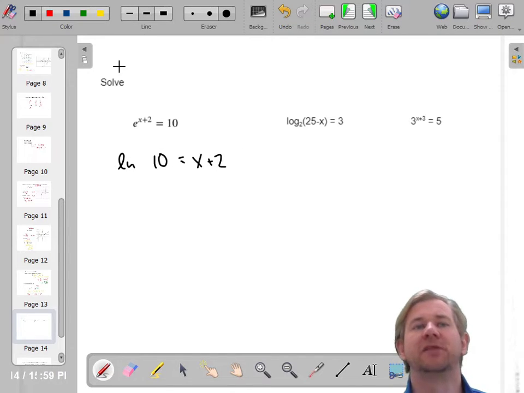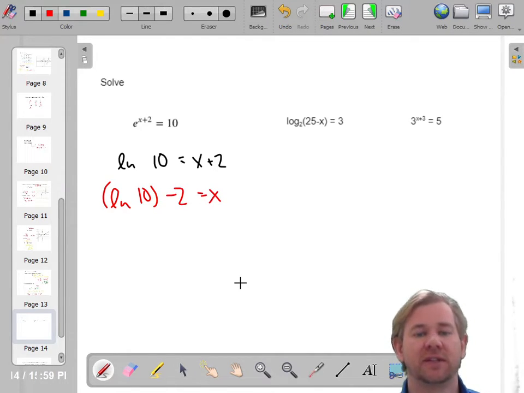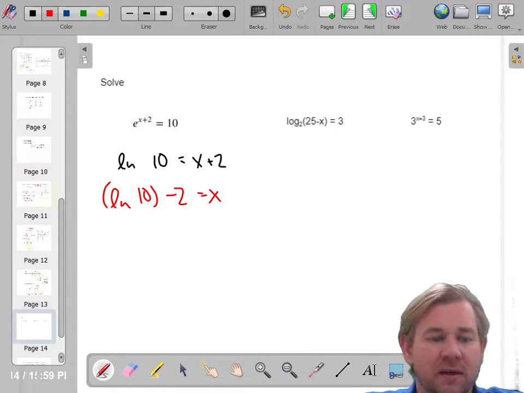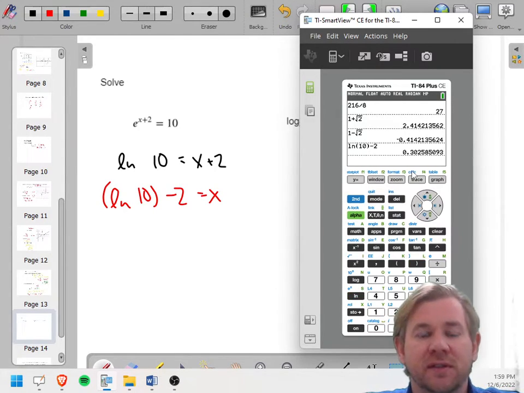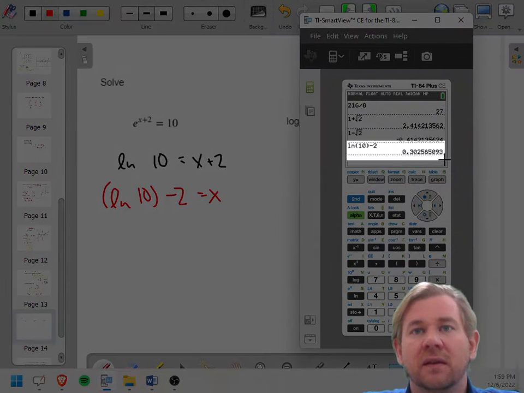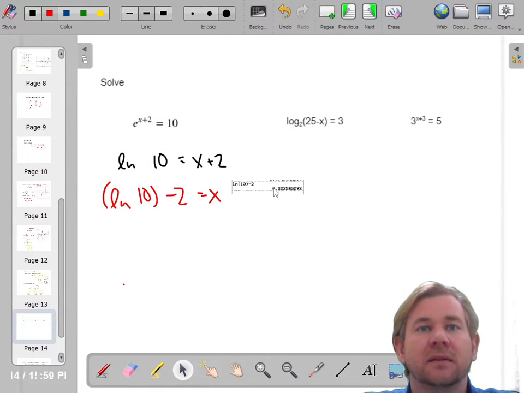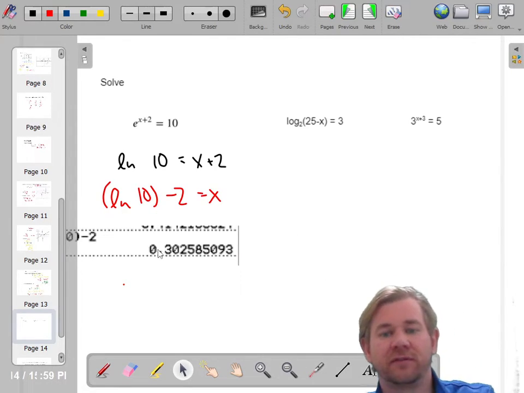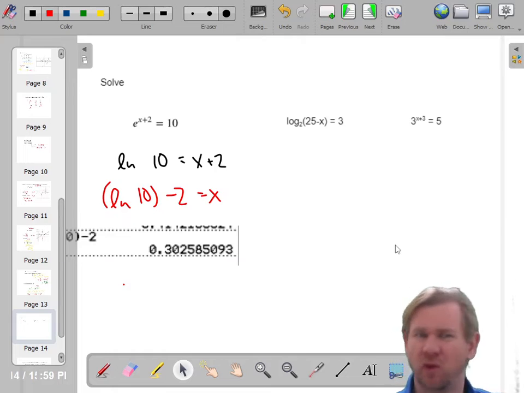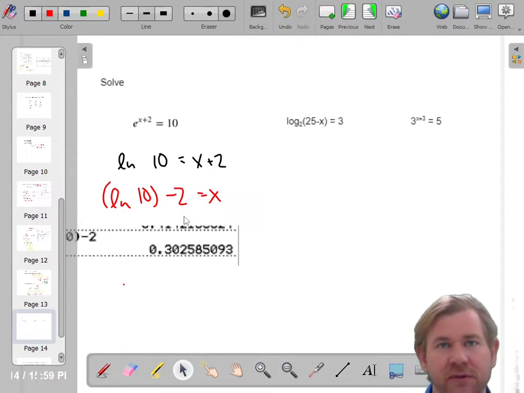Now, if you want to get x by itself, you would take the natural log of 10, and then, I'm going to put that in parentheses, subtract 2 from it. So the natural log of 10 minus 2, or you could write it as negative 2 plus the natural log of 10. Just make sure you close your parentheses, and you get 0.3025. Which I think we've been doing 4 decimals, so 0.3026.